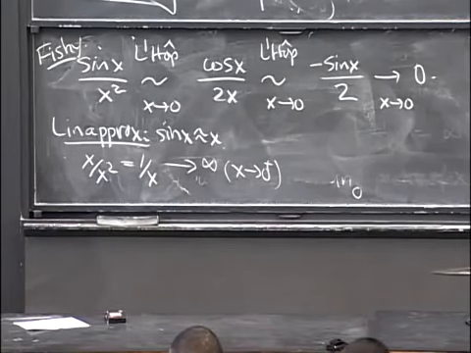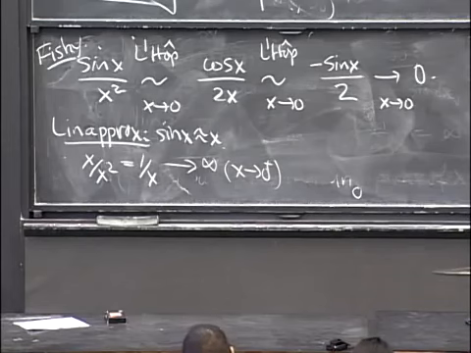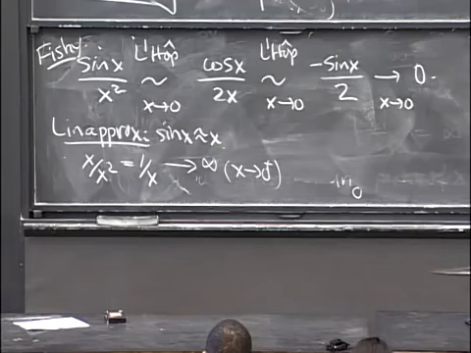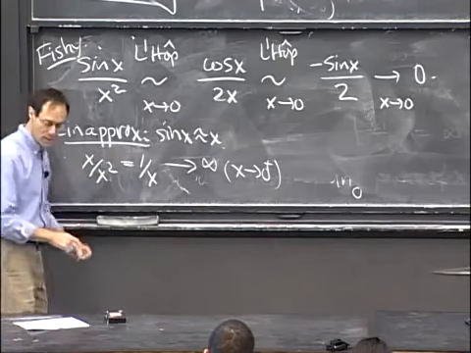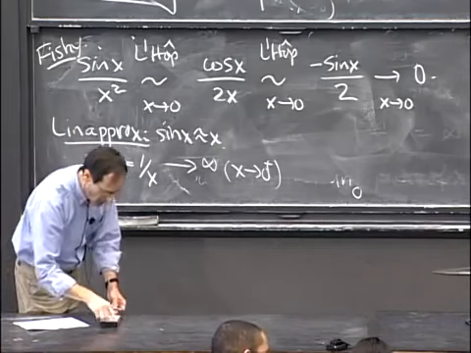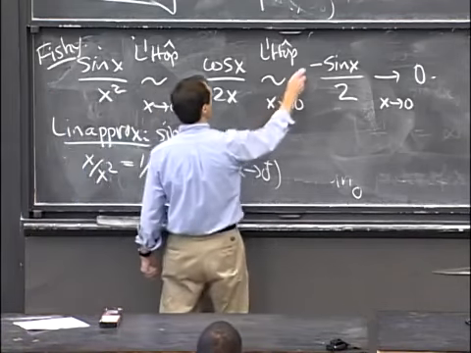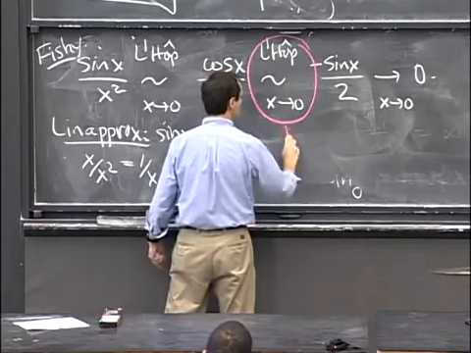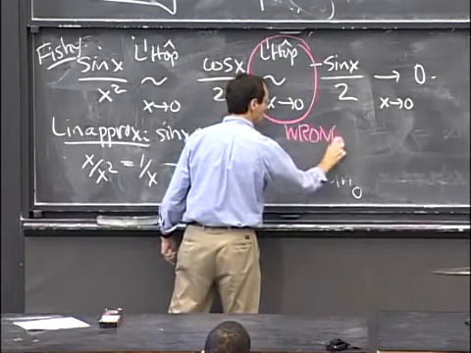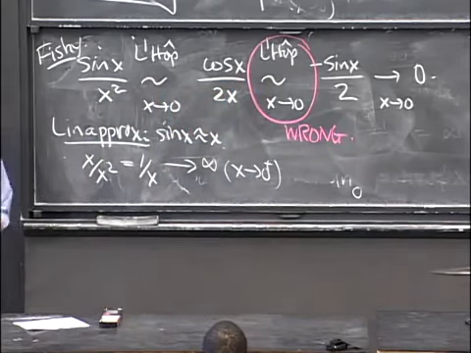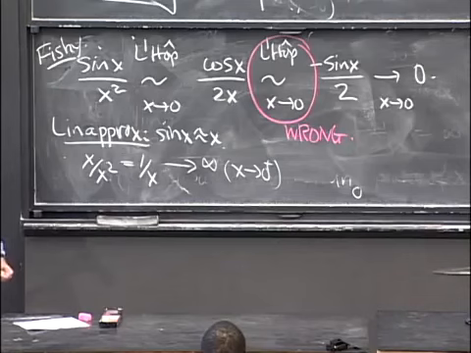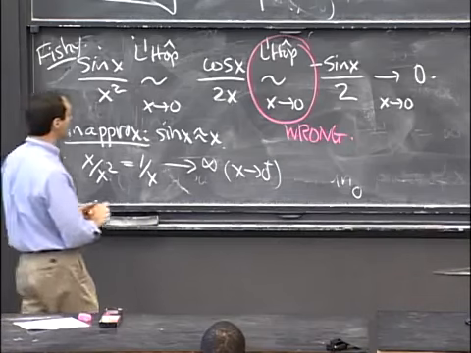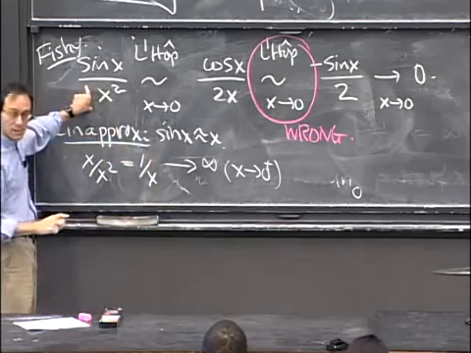Yeah? Your second L'Hopital wasn't applied correctly because cosine x over 2x isn't indeterminate as x goes to 0, because cosine x is just 1. Okay, all right. So the claim is that the second application of L'Hopital's rule, this one, is wrong. Okay? And that's correct. And this is where you have to watch out with L'Hopital's rule. This is exactly where you have to watch out. You have to apply the test.